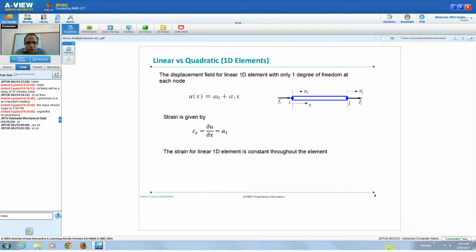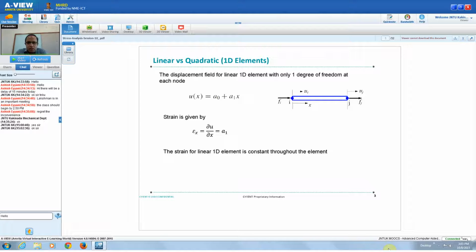I think in our prior sessions I used to tell that linear quads or linear trias should be avoided. So at least the next few slides will talk about why linear quads and linear trias need to be avoided in finite element modeling for stress analysis. So let us start with 1D elements.